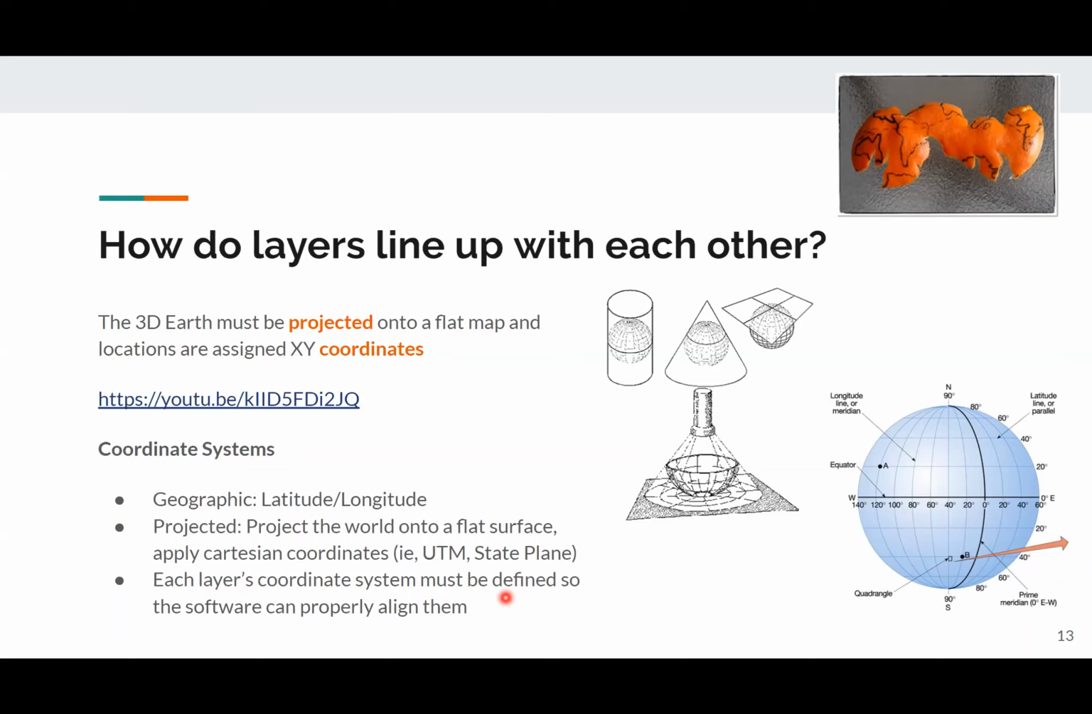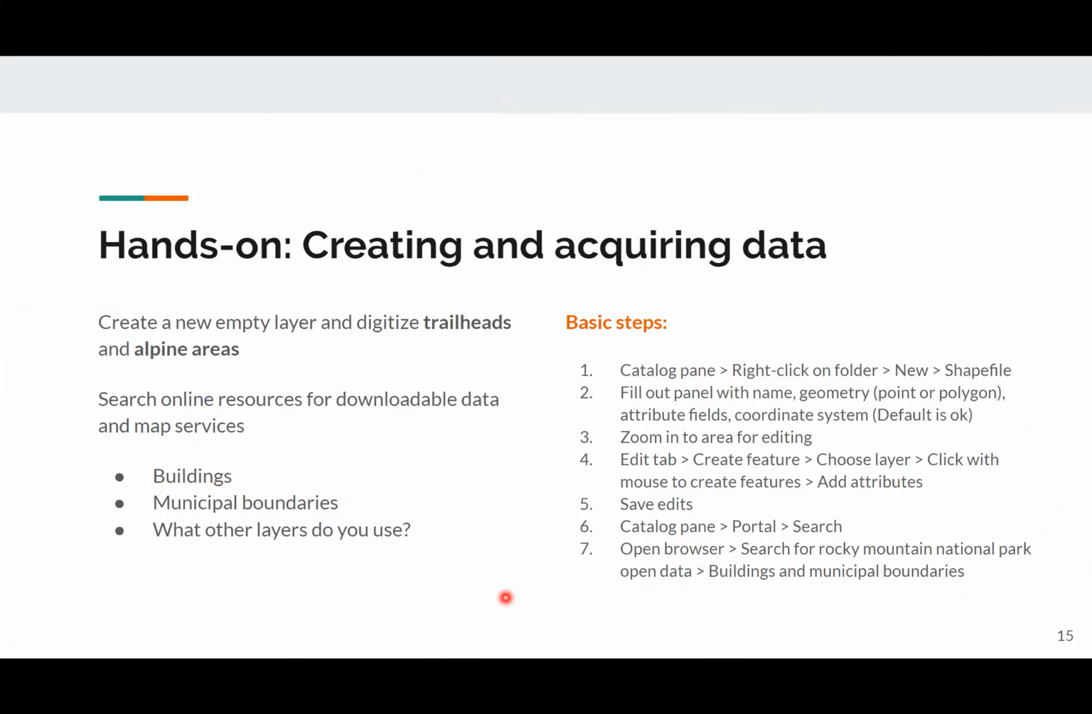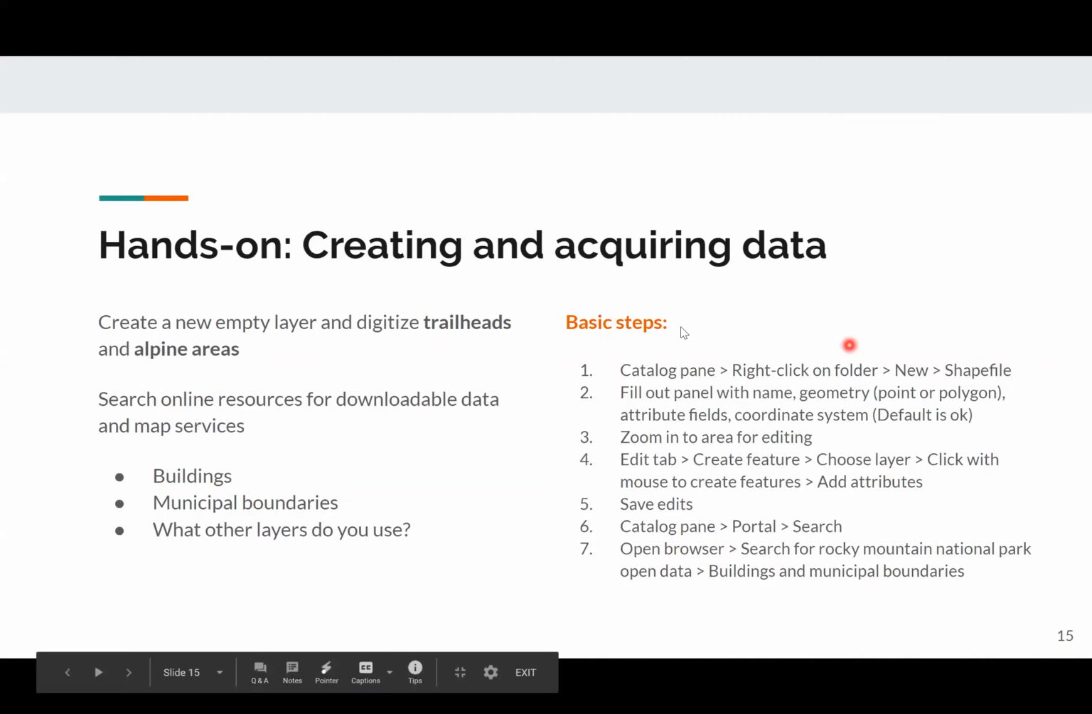And we're not going to get into it too much, but I just wanted to kind of get that bug in your ear about the basics of it. So when you're creating your own data, you have to decide what coordinate system you want to work in. Okay, so let's go and actually create our own new layer, and we'll go into ArcGIS Pro using these basic steps on the right here, and we will create a few new features.